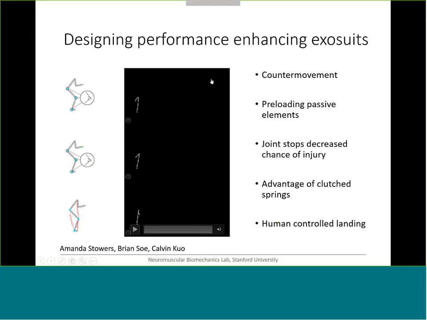This video shows the simulated jumps of these designs after optimization was performed. Some key points to note while watching the video is that the counter movement is preserved, and that this is the time during which the passive elements were preloaded using the device's torque actuators. The 2 models above also had better performance due to a smaller injury penalty due to the joint stops and the advantage of the clutch springs at takeoff. Finally, it seems that using the human-to-control landing instead of the exosuit was sufficient to meet the landing criteria.